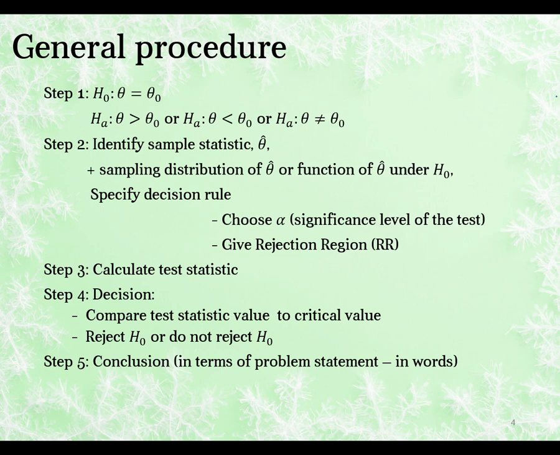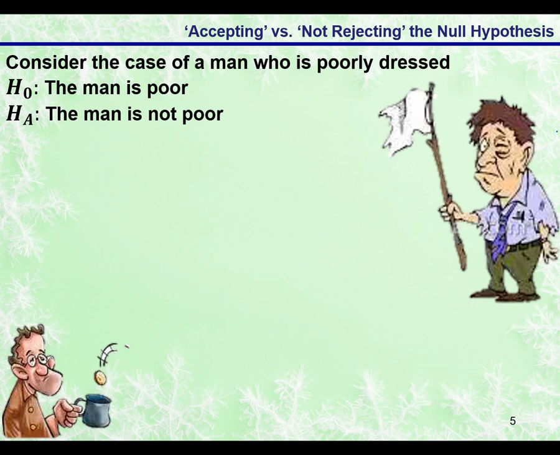So in this fourth step, we said that you need to make a decision, and that decision always has to be reject the null or do not reject the null. And first we'll just look, before we get into our tests, at why it cannot be accepting the null. So let's say, for instance, we have a scenario. We have a man who is dressed quite poorly, clothes are maybe a bit torn, a bit dirty, all of that.